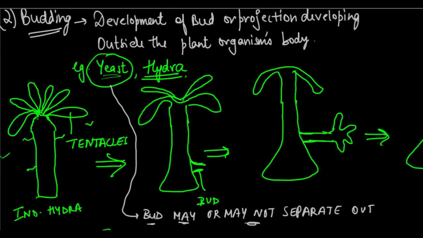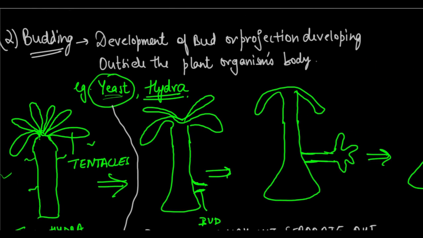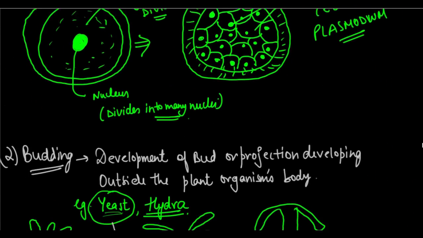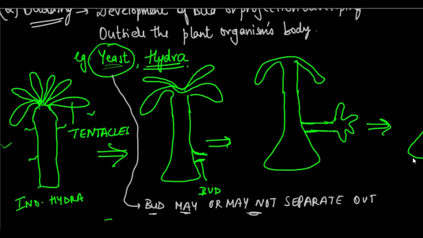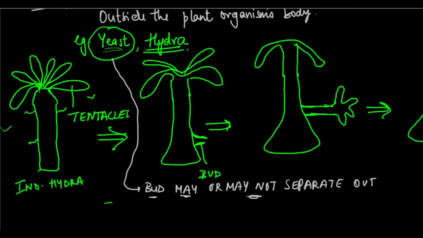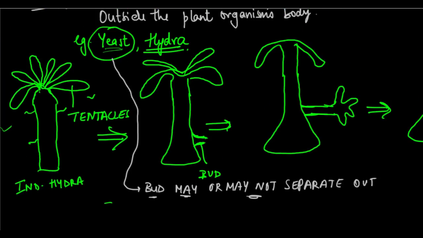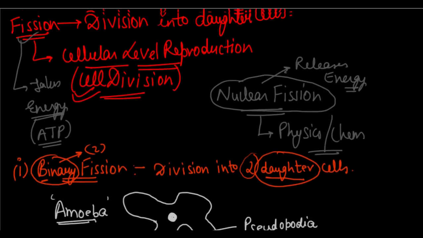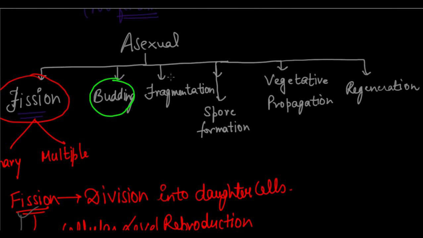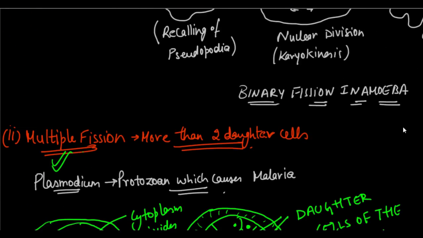So this is how budding takes place in hydra, and a slight difference in the budding in yeast. That's all with budding. I hope budding is clear to you. Now let us move to the next form of asexual reproduction. Next is fragmentation. Have a look at fragmentation now.